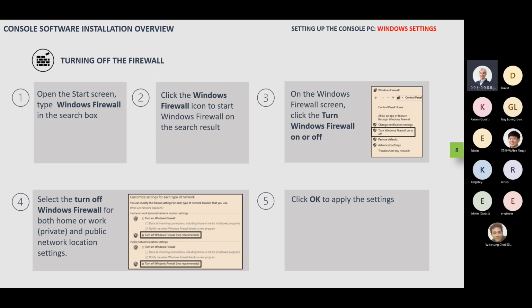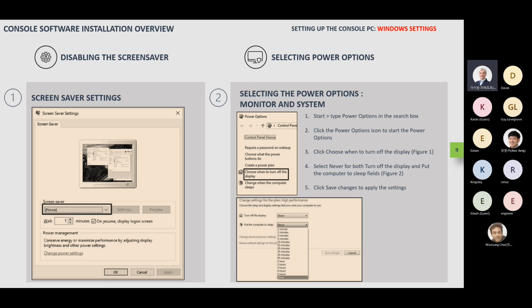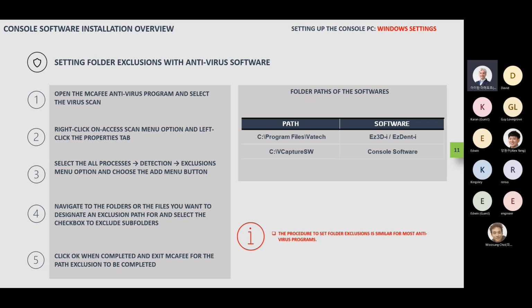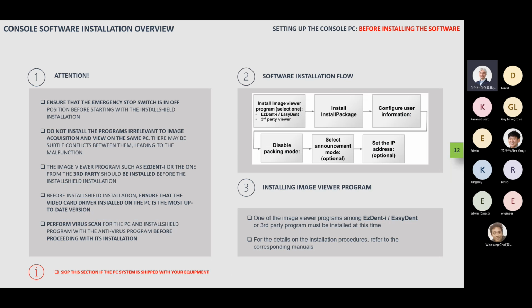So as you know, you have to turn off the firewall, from other installations of other VATECH products. And you have to disable the screensaver and select the power options. You have to turn off the user account control also, as you know, and you have to set folder exclusions with antivirus software. All these descriptions are also in the technical manual, so you can refer to that information.